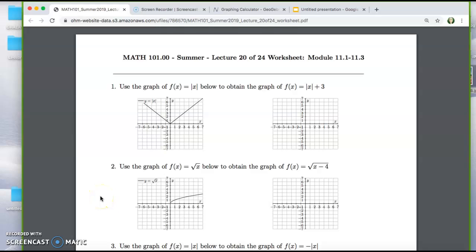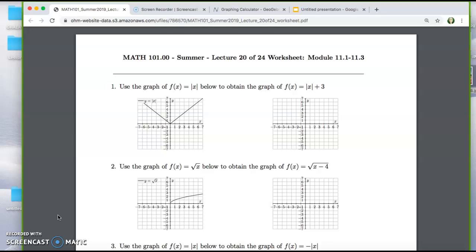Hi guys, so today we're going to go over lecture 20. We're going to be looking at transformation of functions, how different functions move, which way they move, how they move, and we're also going to be looking at solving piecewise functions. So we're going to be looking at two things today: transformation of functions and piecewise functions, okay? So let's take a look at our first problem.